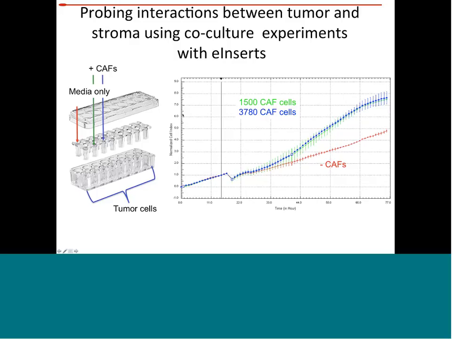You can see both 1,500 CAFs in this well, and then almost 4,000 CAFs in this well were able to nicely stimulate the proliferation of those tumor cells. So again, it's pointing to the fact that this interaction is critical. And now I can look at inhibition of STAT3. I can knock STAT3 down in the CAFs. I can knock APE down in the CAFs, and I can see how that affects tumor cell proliferation.